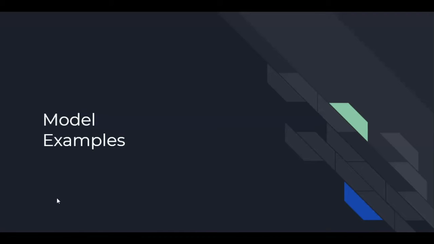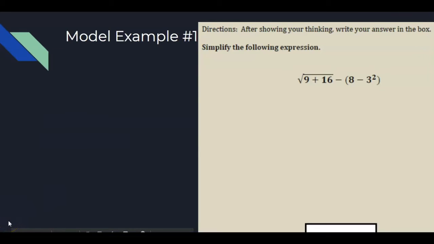Now that you've learned the skill for today, we will look at some model examples. Please complete and copy the examples in your notebook. Also, feel free to jot down any information said throughout the explanation.